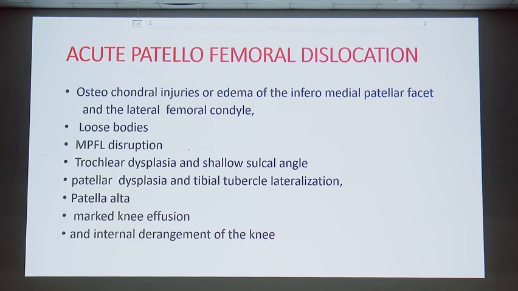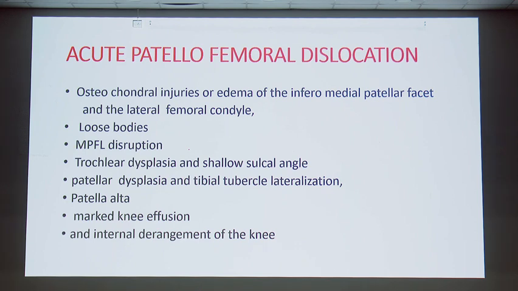Whenever it is injured, there will be a loose body formation. There will be a tendon rupture, so MPFL, medial patellofemoral ligament disruption. And why is this happening? There should be some underlying pathology like trochlear dysplasia, or the angle is very shallow, that is called sulcal angle shallowing.